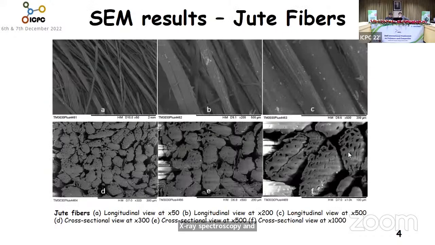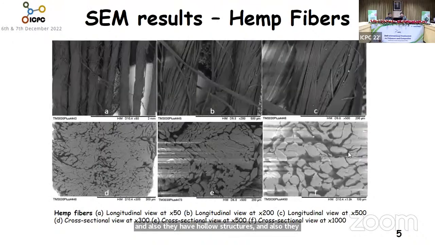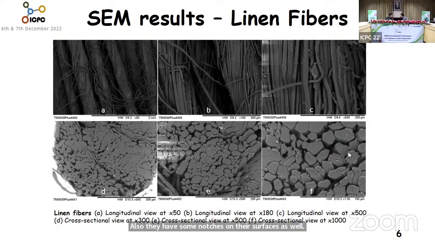Regarding the SEM results, as you can see, jute fibers are straight and cylindrical, and they have hollow structures and some notches on their surfaces. Regarding the hemp fibers, we see that they are rod-like, and they also have some notches on their surfaces. Now, regarding the linen fibers, they are also rod-like, and they have some notches on their surfaces as well.